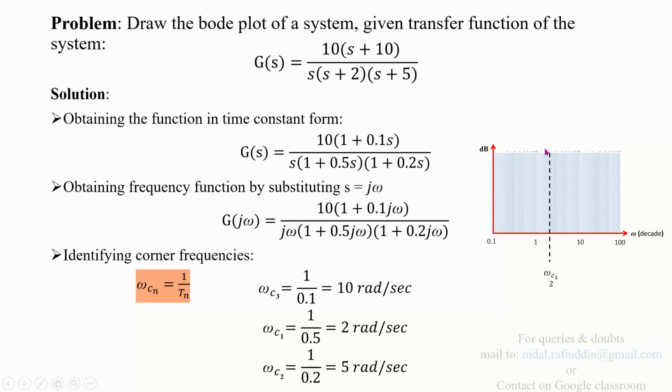So we have a marking of 2 here. This becomes the first corner frequency omega c1. We mark this as omega c1. Then we have 5 at this particular point because the second corner frequency is 5. We're going to mark this 5 here. So we have omega c2 marked at 5 here. Then we have 10. So this becomes omega c3. After marking the corner frequencies, these are the points where the curves will be taking a turn.